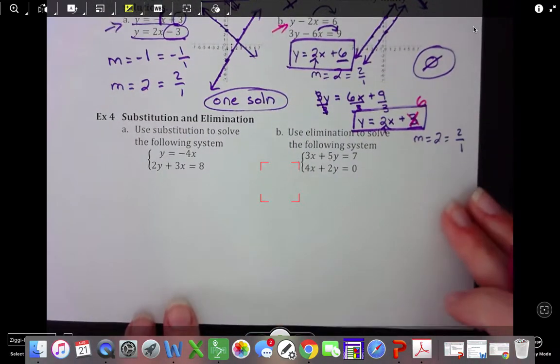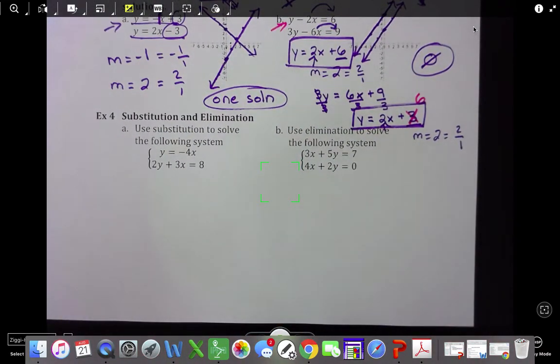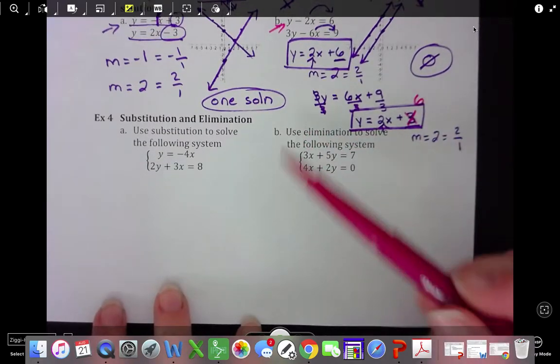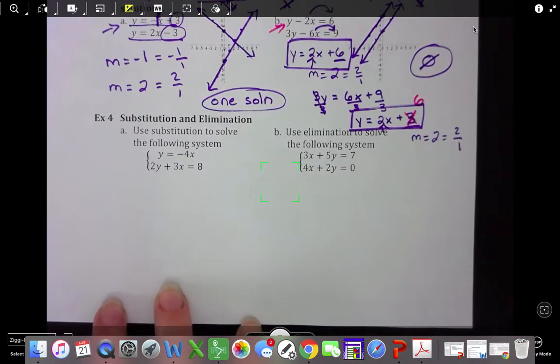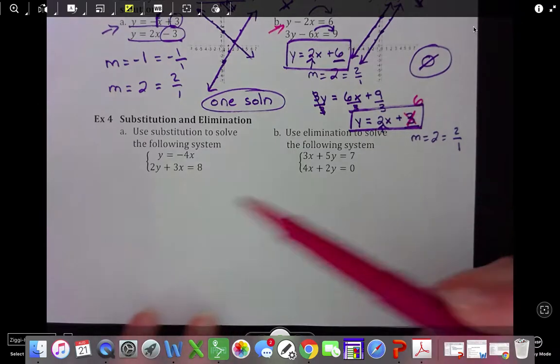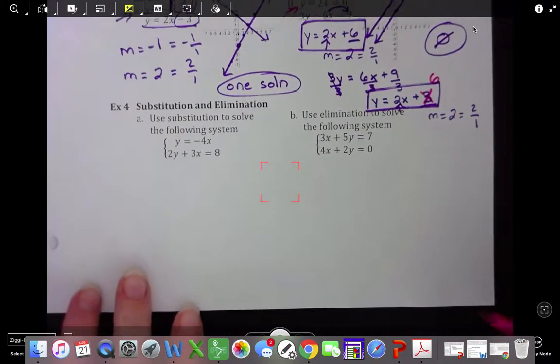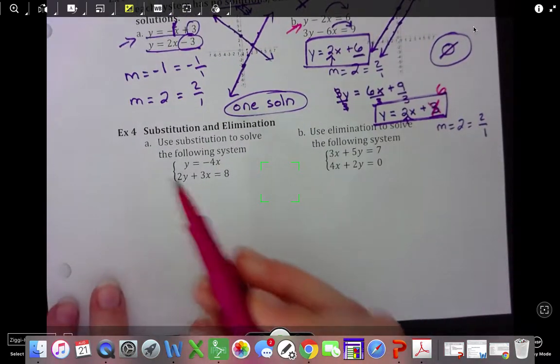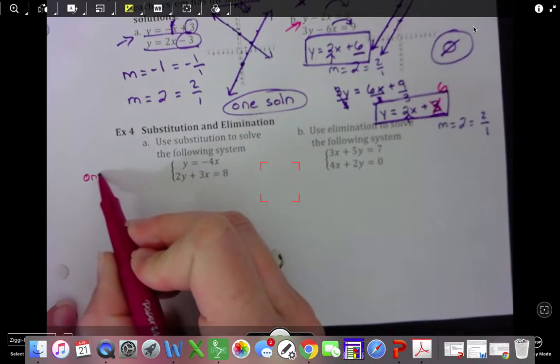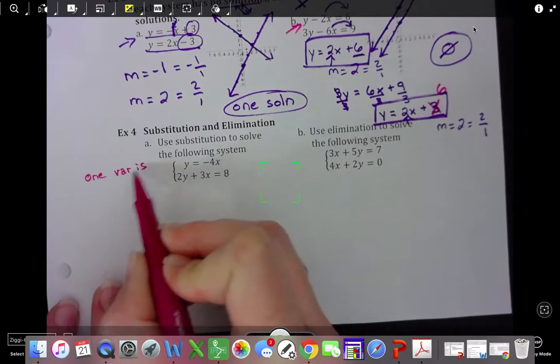All right, now, substitution and elimination. I very much prefer elimination over substitution, but a lot of people like substitution better. So when you're doing substitution, you need to first make sure that one variable is solved for.